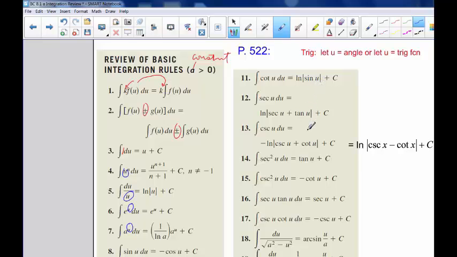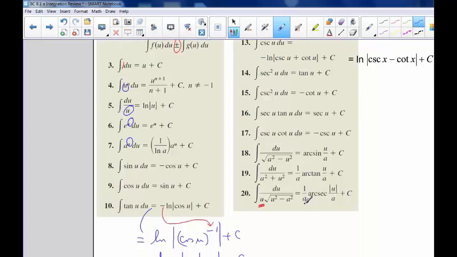Again, integral of secant, integral of cosecant. This probably looks more familiar to you. They are the same formula. Derivative of tan is secant squared. Derivative of cotan is negative cosecant squared. Derivative of secant is secant tan. Derivative of cosecant is negative cosecant cotan.